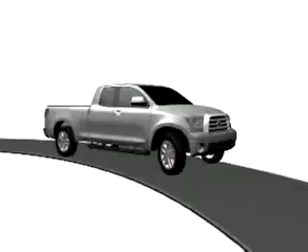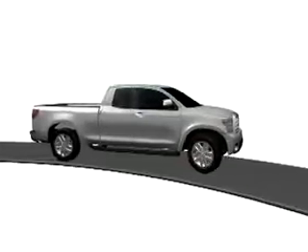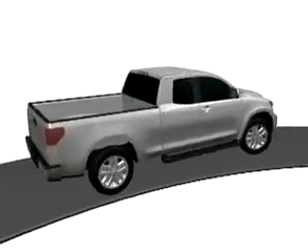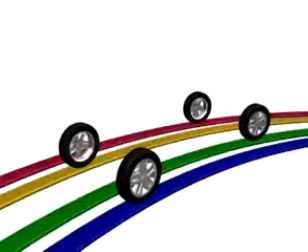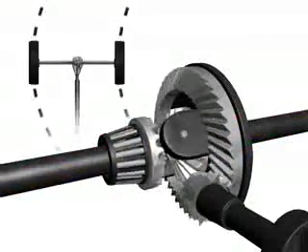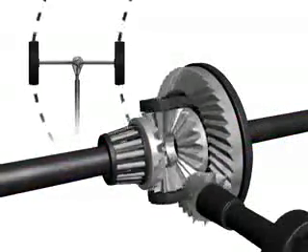We're going to explore what a differential is and how various differential designs operate. When a vehicle is turning, each of its wheels travels along a different path. Because each path is a different length, each wheel has to have the ability to rotate at a different speed. In order to allow the wheels to turn at different speeds, a differential is used.